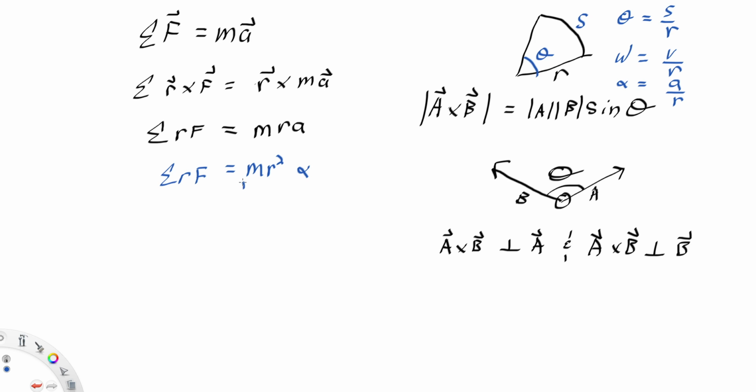And then we made the definition that for a point, this is the moment of inertia. And this we called torque. And so the rotational form of Newton's second law is the sum of torques equals I times alpha.